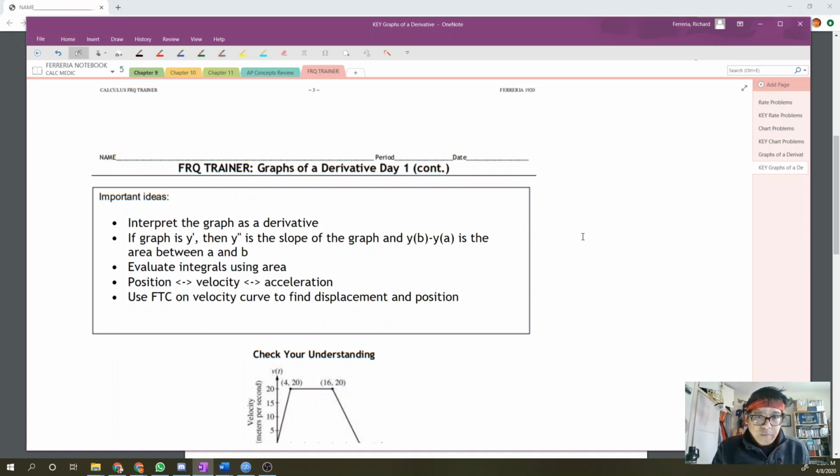If the graph is a derivative of something, then the second derivative of that something is the slope of the graph. The derivative of the graph is just the slope of the graph. And if you look at yb minus ya, that's going to be the area between a and b. Anytime you need to evaluate an integral, that's going to be an area. And remember that not only is that an area, that's going to be equal to yb minus ya.